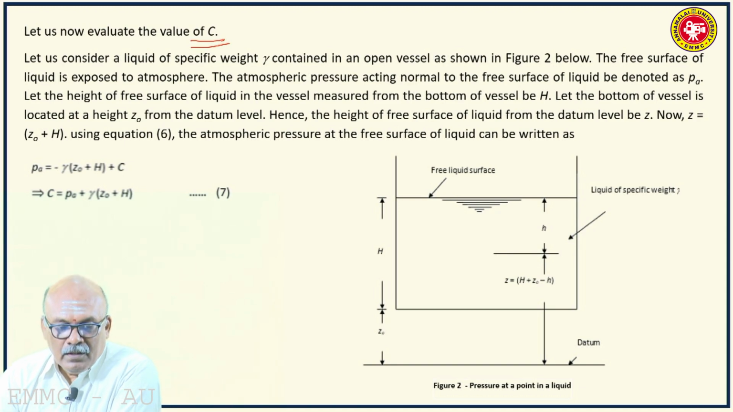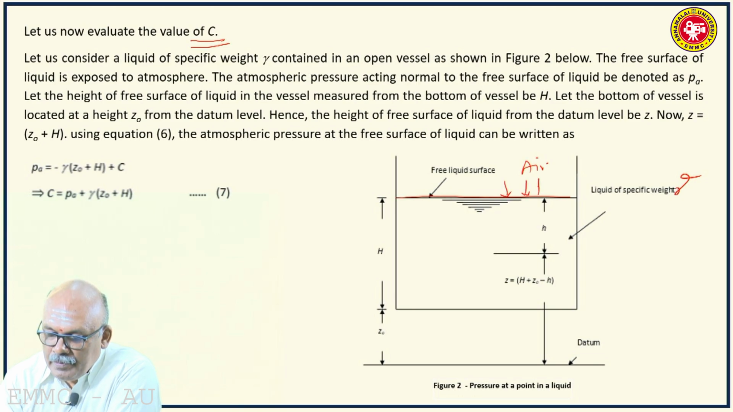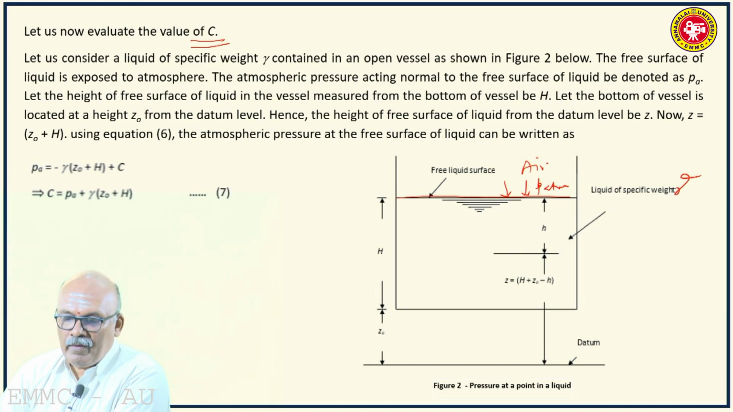Now for evaluating the value of the constant of integration, let us consider a liquid of specific weight gamma, which is stored in an open vessel like this, as shown in this figure. This is the free surface. The free surface of the liquid is exposed to atmosphere. So here you have got the atmospheric air. Now the atmospheric pressure acting normal to the free surface is P atmospheric, P suffix atm.